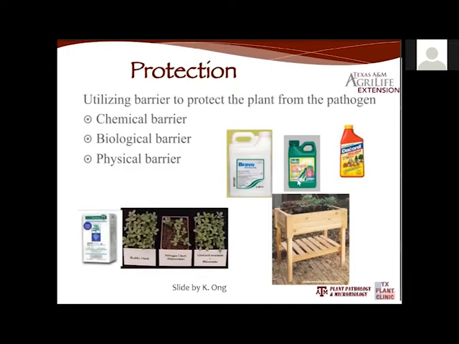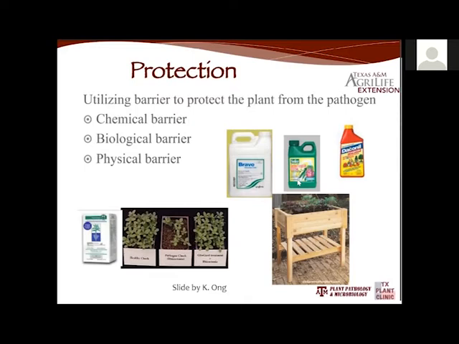All right, so protection is utilizing a barrier of some kind to protect a plant from the pathogen. This can be a chemical barrier like a fungicide, or a biological barrier. There are a lot of biologics out now. They've gotten very popular the past couple of years, and they can work in a couple of different ways. Some are by directly colonizing the surface of the plant. Some are making metabolites that antagonize the pathogen. So there's a variety of activities that are sold with the biologic selections now.